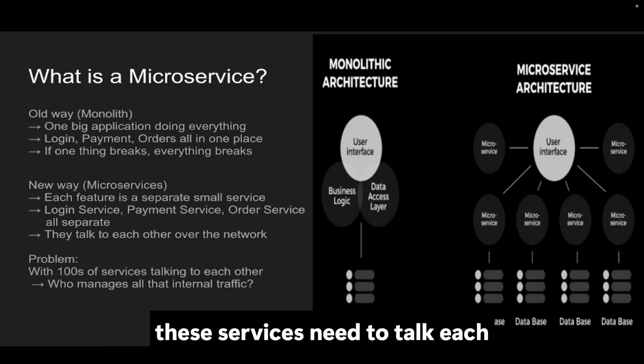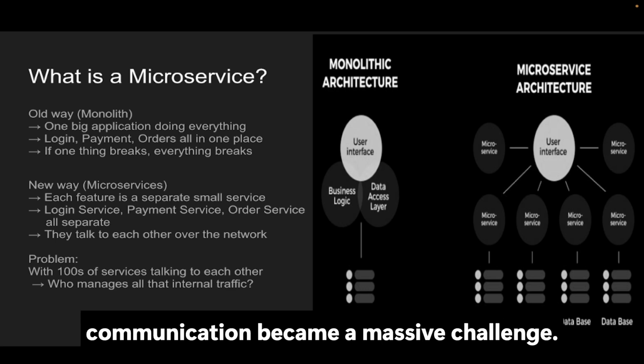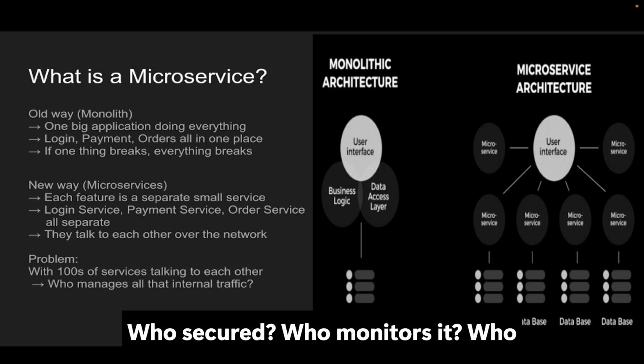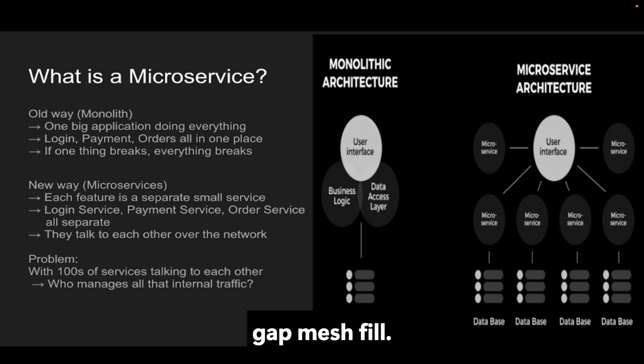But now all the services need to talk to each other over the network. And with hundreds of services, that internal communication became a massive challenge. Who secures it? Who monitors it? Who handles the failure? That's exactly the gap a service mesh fills.